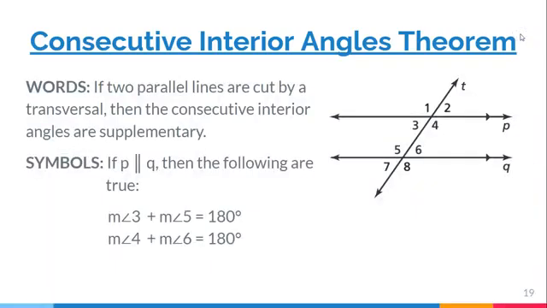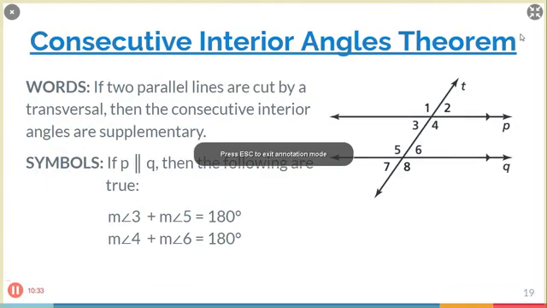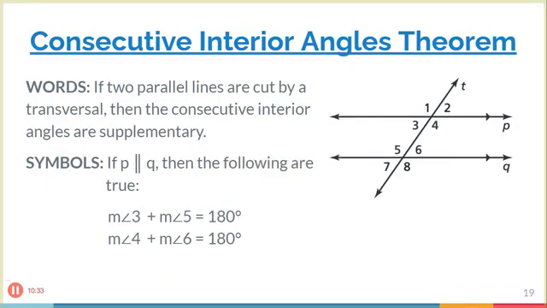And then our last theorem is the consecutive interior angles theorem. And remember, consecutive interior angles means they both come from the inside. And so we're talking about angle 4. And then consecutive means they come from the same side. So angle 4 and 6 are consecutive interior angles. And angles 3 and angle 5 are consecutive interior angles.